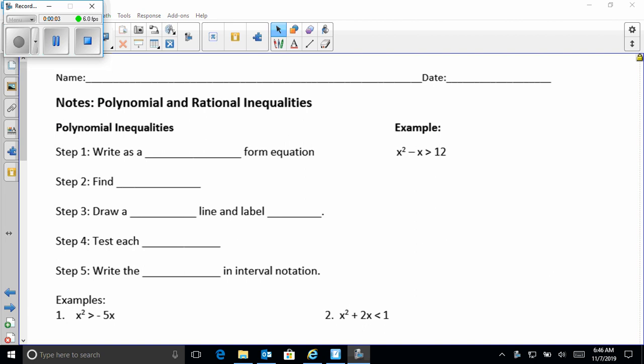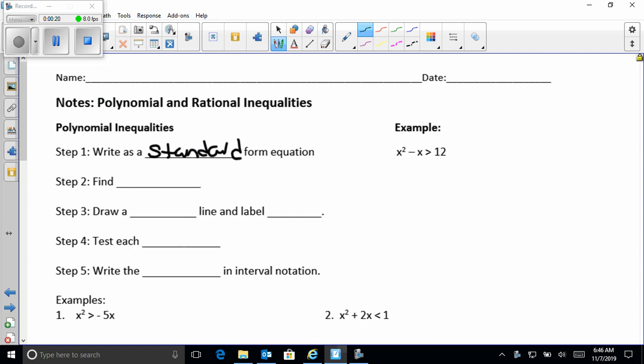Right, today we're going to review polynomial and rational inequalities. This is something we did learn in Algebra 2, so it shouldn't be new. We'll start with just polynomials. Write it as a standard form equation. So that means we need to get everything on the same side.